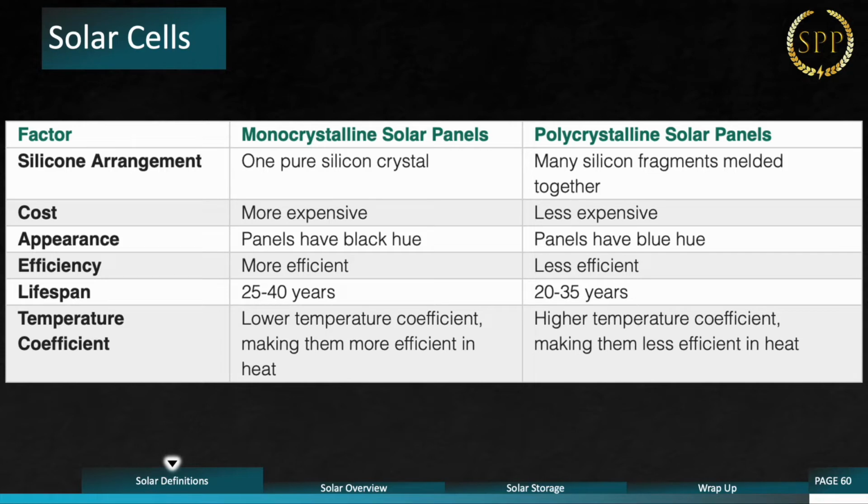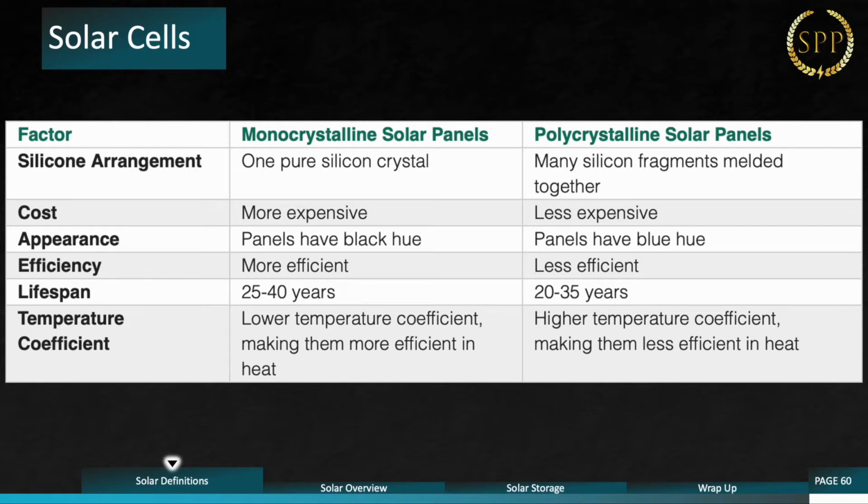Now, here's a side-by-side. You guys can screenshot this or jot these down. I'm going to keep it up for a few seconds. The two major differences between each one. So, monocrystalline solar panels, one pure silicon cell. With polycrystalline, it's many silicon fragments melded together. When it comes to cost, monocrystalline are more expensive. Polycrystalline are less expensive. On the appearance, the panels have a black hue for monocrystalline. Polycrystalline are blue.